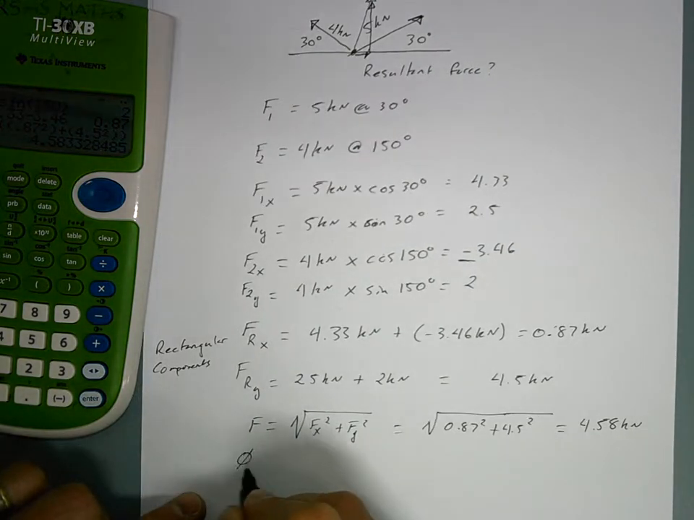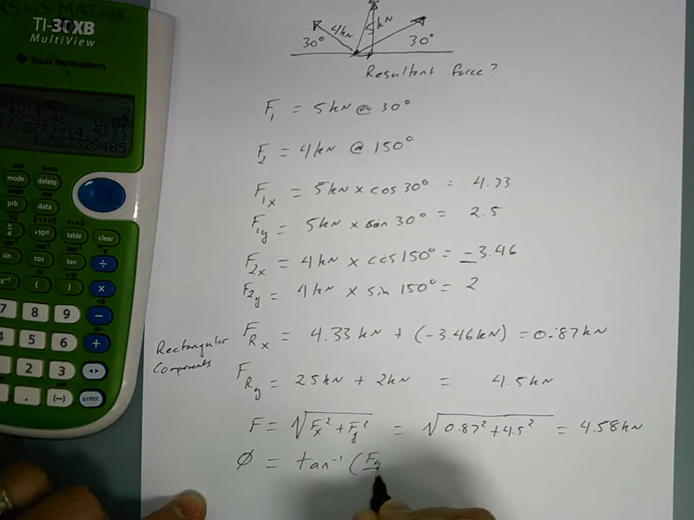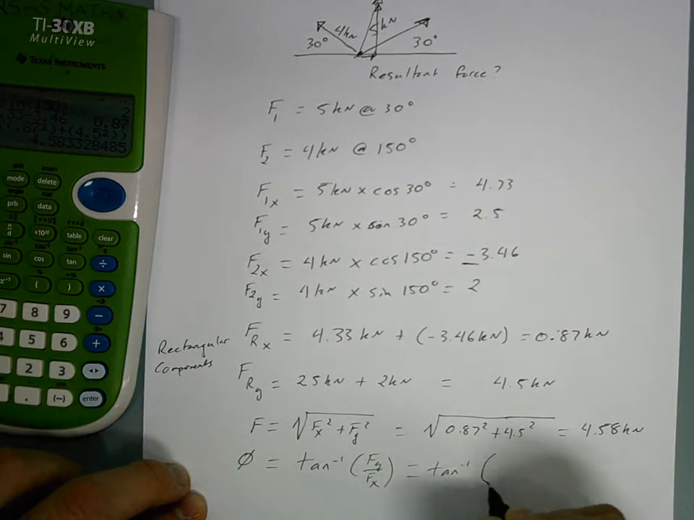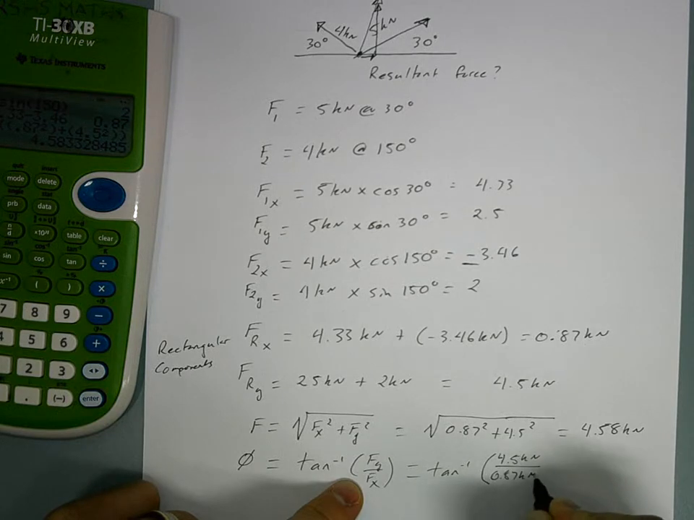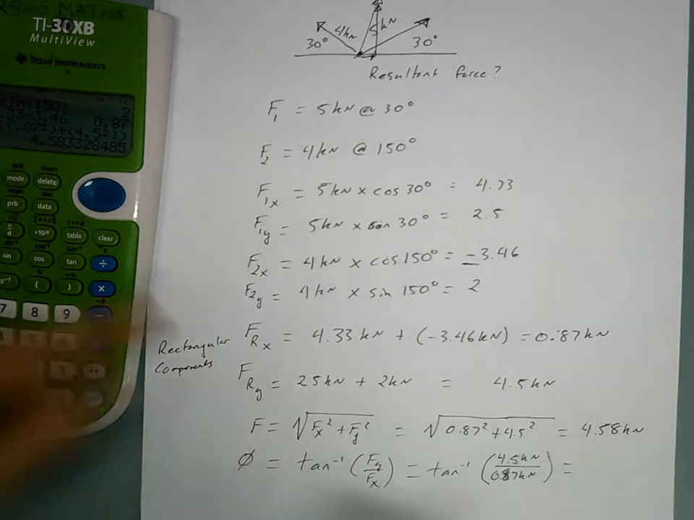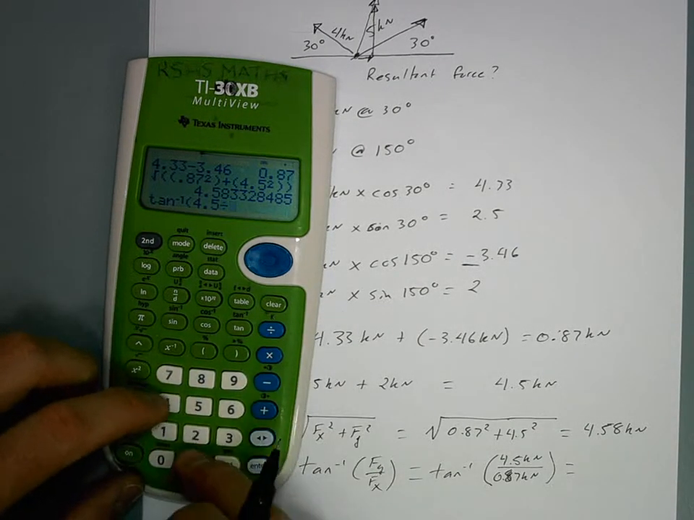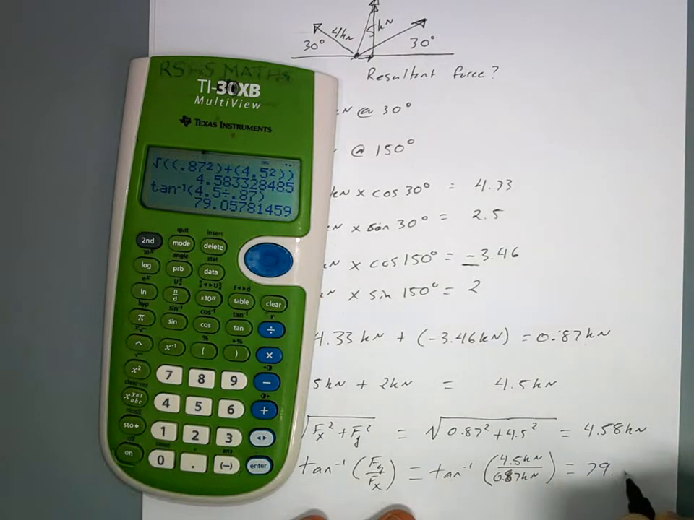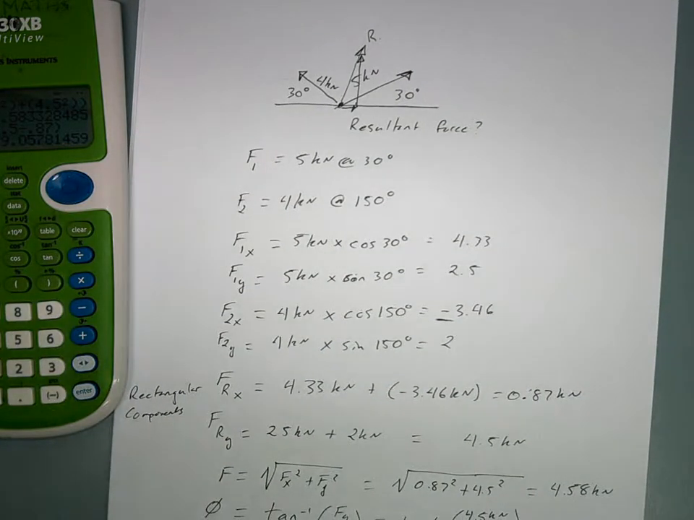And to find our angle, that's equal to the tangent inverse of Fy over Fx. So Fy was 4.5 kilonewtons, Fx was 0.87 kilonewtons. So we get an angle of 79.1 degrees. So if I was to sketch that again, let's have a look.